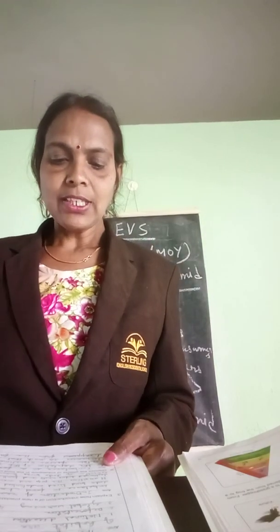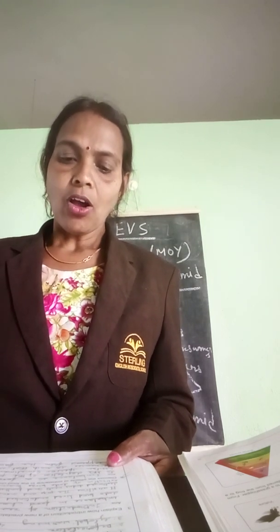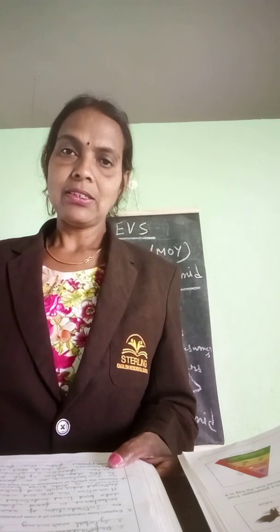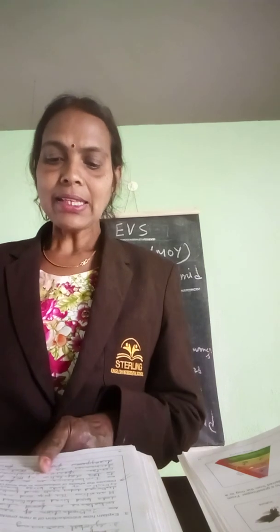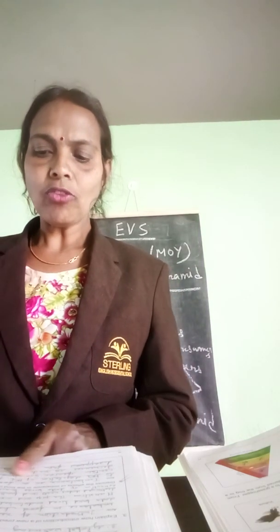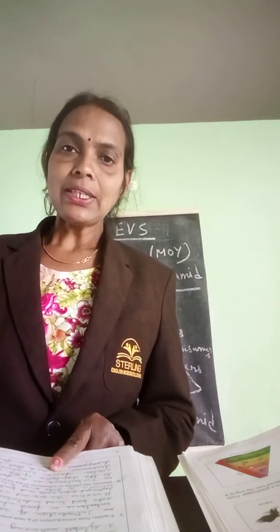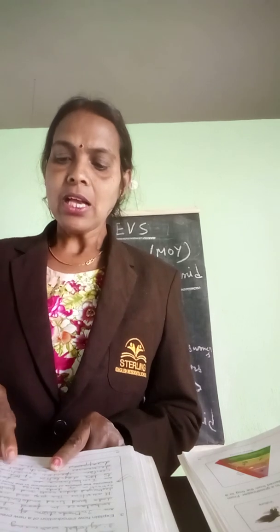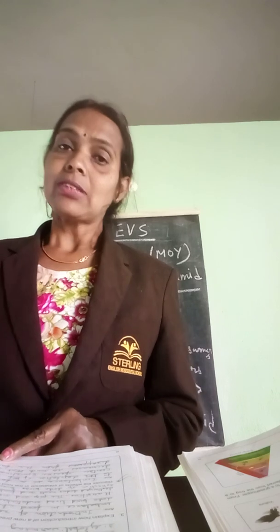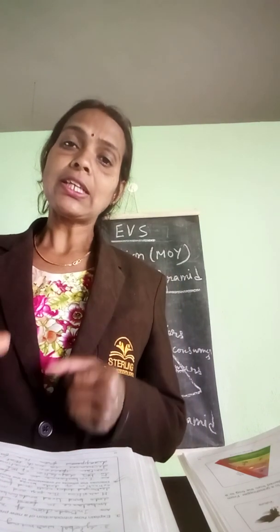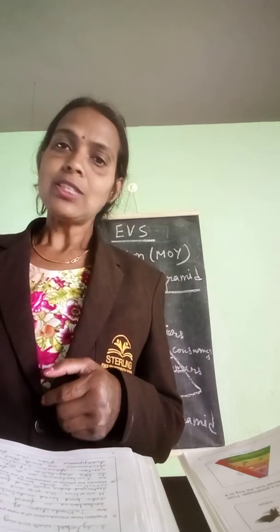Now question number 4c. Discuss the effect of imbalance in the food chain. What are the effects of imbalance in the food chain? If food chain is imbalanced, what are the effects? Imbalance in a food chain leads to the depletion of the population of a certain species. So if there is imbalance, there will be decrease in the population of certain species. Sometimes the population decreases so much that it slowly disappears from the face of the earth. Sometimes the population of that species will decrease to that extent that that species is no more on the earth.